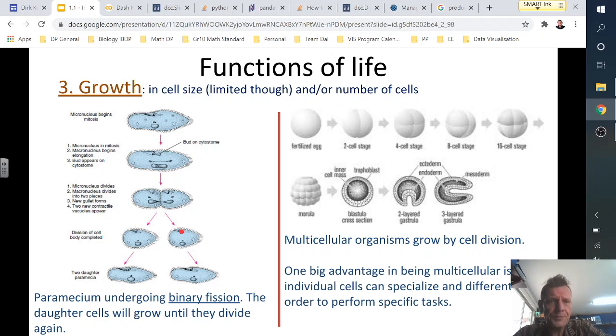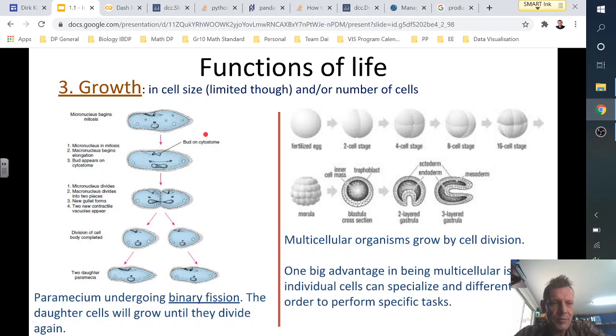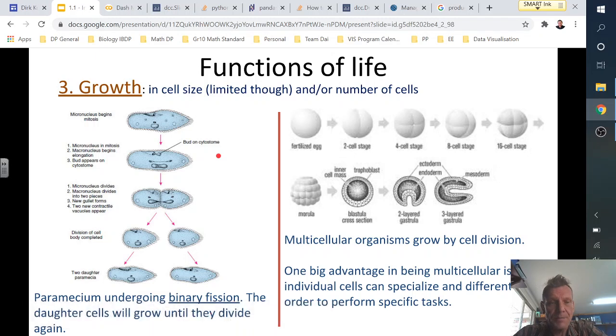First, growth. Growth is not a function of life. If you were unicellular, then what you can do is you just split yourself into two. So this little organism here that's known as a paramecium, but the same thing applies to bacteria. They are able to simply split up into two, and we call that process binary fission. You can see that word there, binary fission. That's the way that many unicellular organisms reproduce and hence grow in numbers.